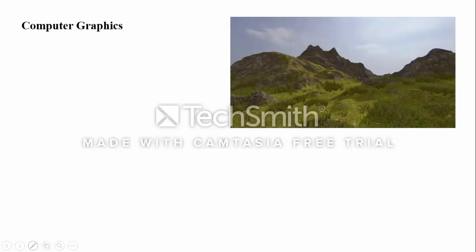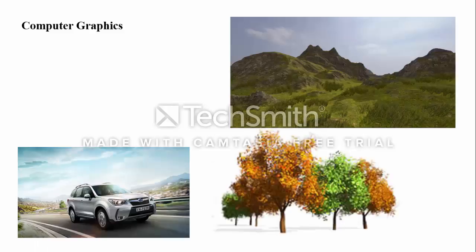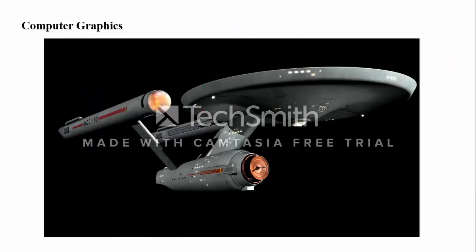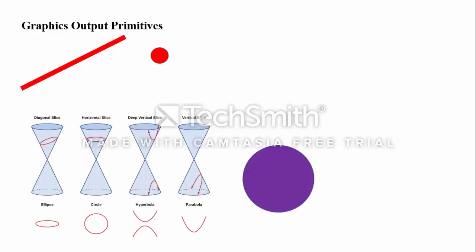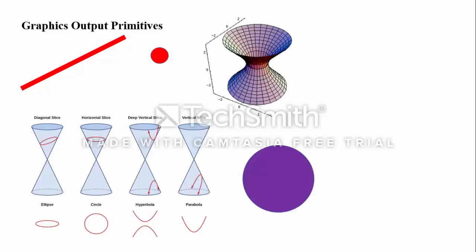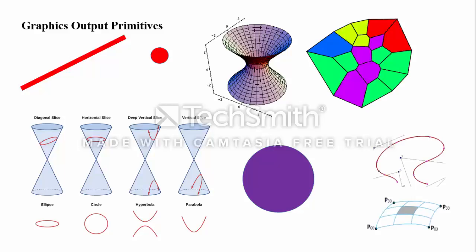Computer graphics can be anything like images of a mountain, an automobile, trees, animals, or anything else we can imagine. These images are made up of the most basic components called graphics output primitives, or simply primitives. Output primitives are geometric structures like points, straight line segments, circles, conic sections, quadratic surfaces, spline curves and surfaces, polygon color areas, and character strings.